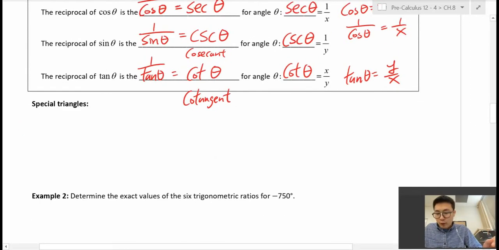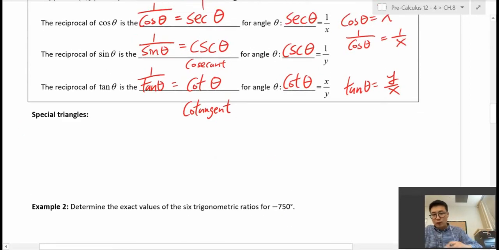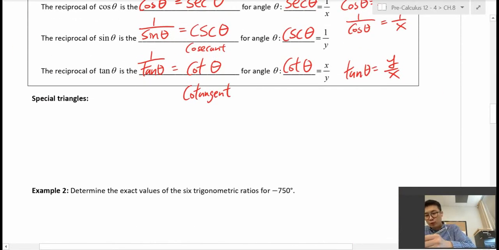Special triangles are important as well. Special triangles are important, and the unit circle is important. Those three diagrams you need to remember. Recall we have two special triangles. One of them is the 30-60-90 degree triangle.